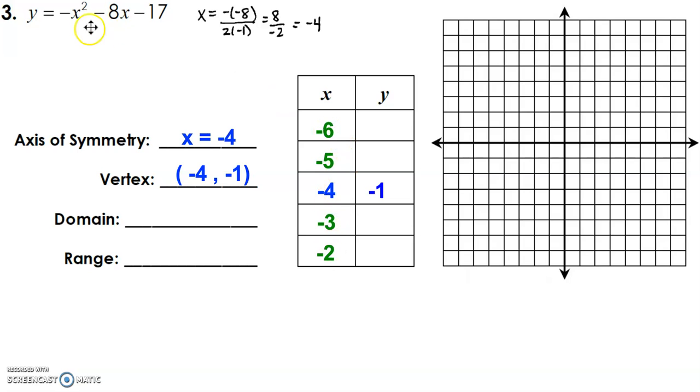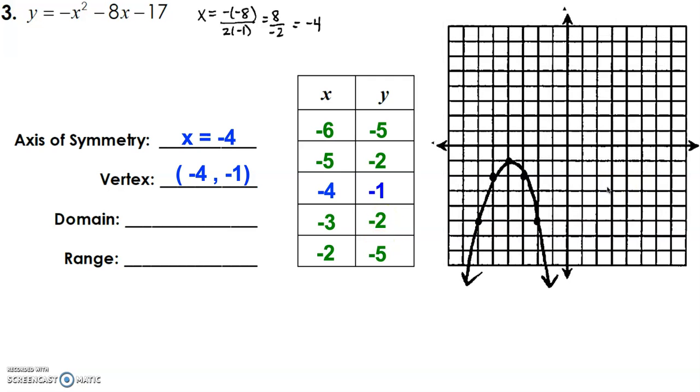So when I plug negative 6 in for x, I'm going to get negative 5 back. When I plug in negative 5 for x, I get negative 2 back. Notice for negative 3 it should be negative 5. Notice how those values match here, because our parabola should be symmetrical. When we have that vertex, those points on either side should match up. Our domain is all real numbers, and this time our range, because our parabola points down, is everything less than or equal to negative 1.